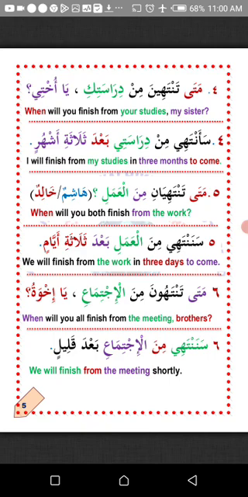Number 6. متى تنتهون من الاجتماع يا إخوة؟ When will you all finish من الاجتماع, from the meeting, يا إخوة, brothers, talking to a group of male persons. Remember that mina is an agent of kasra. Its grammatical duty is to mark the last letter of any Arabic word appearing after it, as we have it in min al-ijtima'i, ainun with kasra caused by mimun appearing before it. Min al-ijtima'i. I hope you understand.